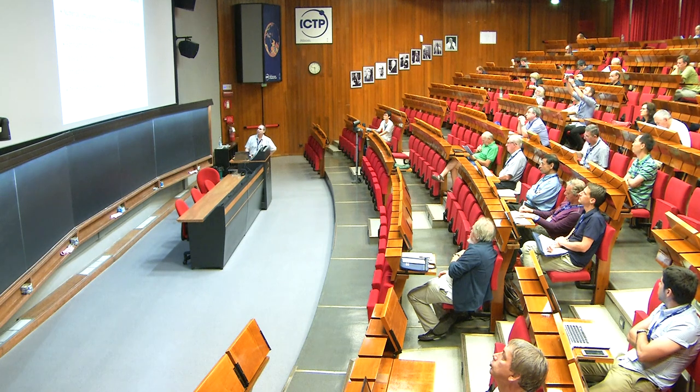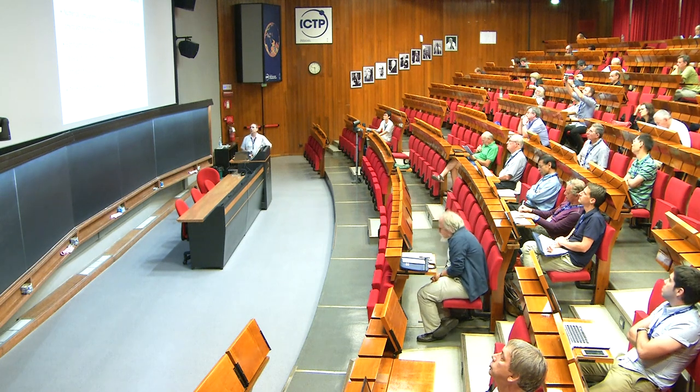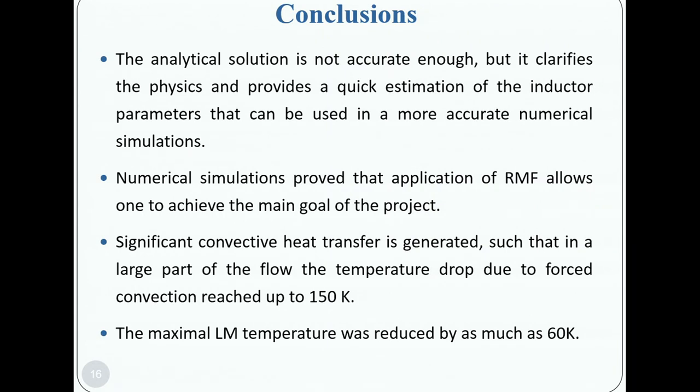Now, the numerical simulation proved that the application of rotating magnetic field allows one to achieve the main goal of the project, which is to decrease the gradients and decrease the highest temperature by at least 60 degrees Kelvin. We saw in certain areas the temperature drop up to 150 degrees. So the goal was achieved.